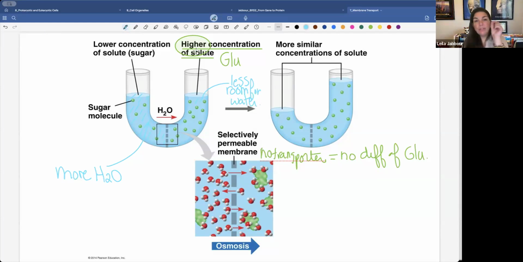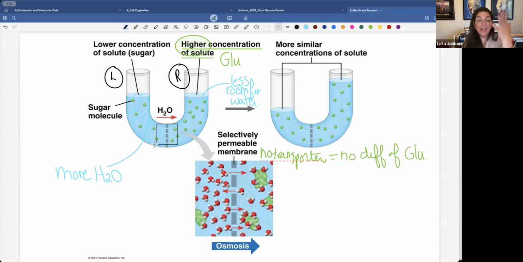So in your mind, every time you see a high concentration of a solute, a solution that's very concentrated in something, here our example is glucose, automatically think, that means there's not as much water in it. So if we put a left side and a right side, there's going to be fewer water molecules on the right side and more water molecules on the left side.